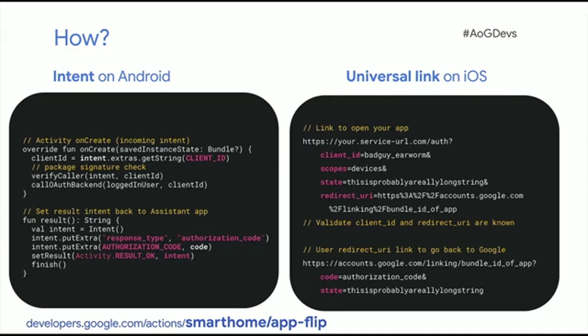And here, instead of a package signature, you can actually validate the redirect URI as well as the client ID. Again, do the same validation on iOS using those couple things. Then once you've done that, you can call your OAuth backend again with your user credentials that are already stored in the app, as well as the client ID. Once you get an authorization code back from your servers, then you can respond back to Google using the URI that was provided in the redirect URI. And again, the authorization code and the state.